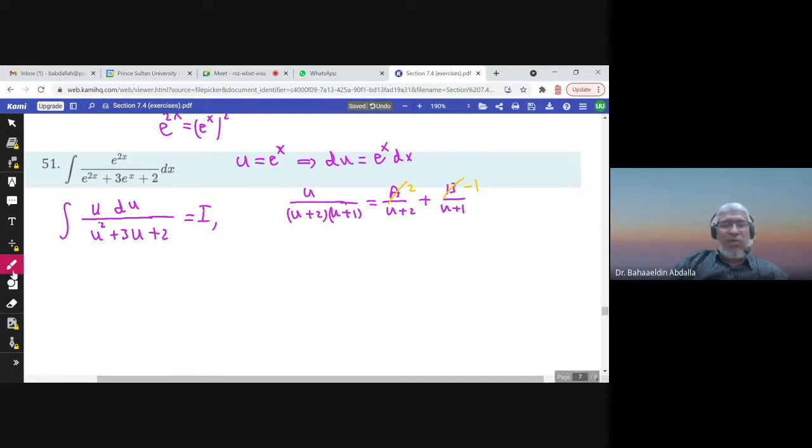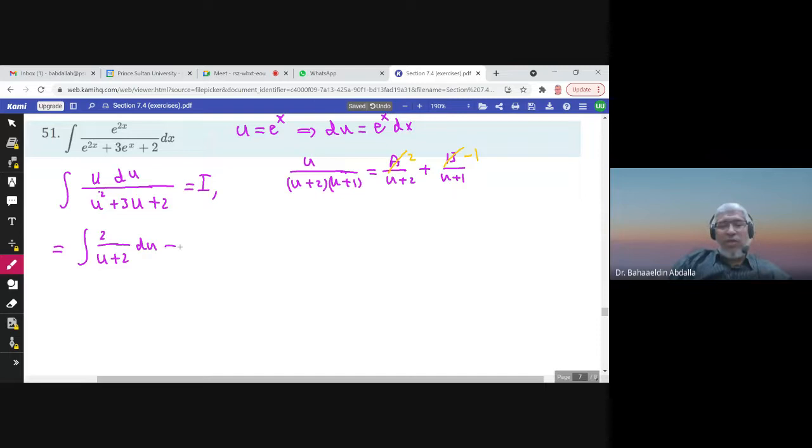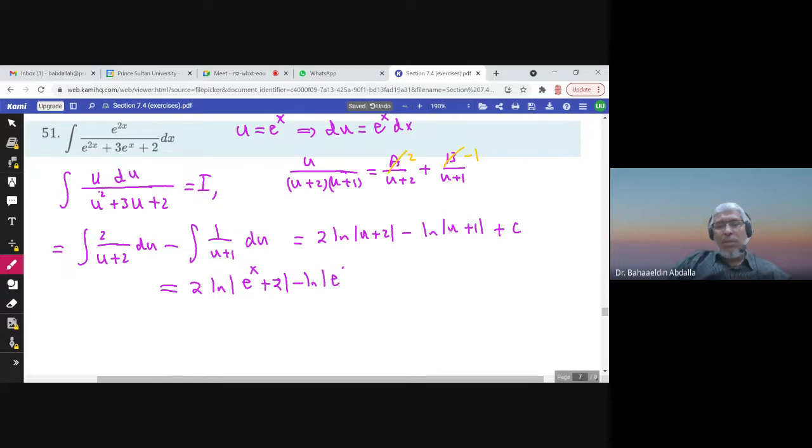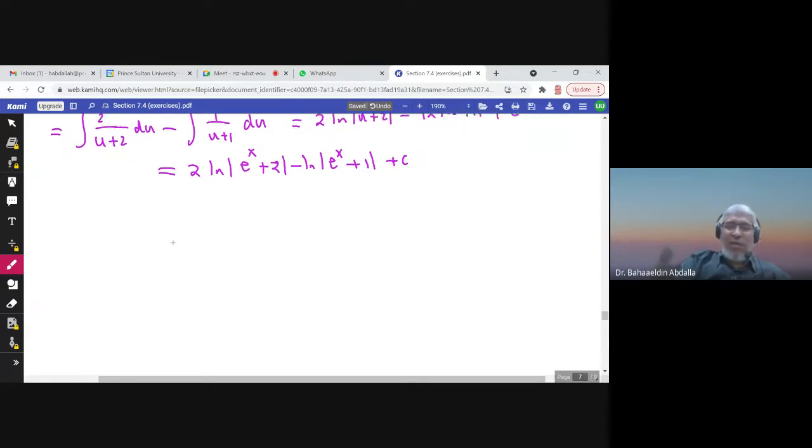And this integral would be the integral of 2 over u plus 2 minus 1 over u plus 1. And the answer would be 2 ln absolute value of u plus 2 minus ln absolute value of u plus 1. And the final answer would be with u equal to e^x. So that's the answer. If you want to write this as a single logarithm, you can. I will leave it like this.